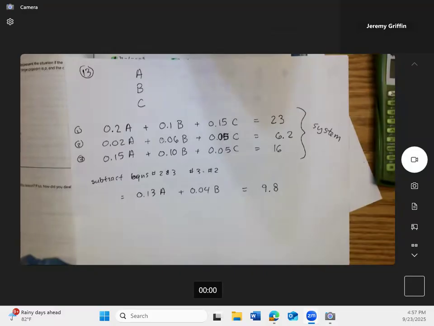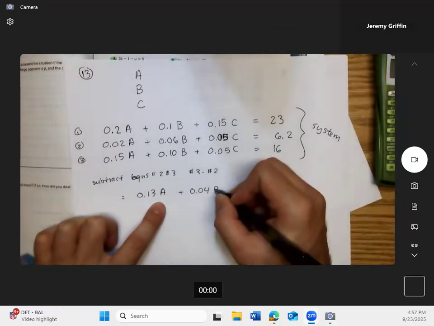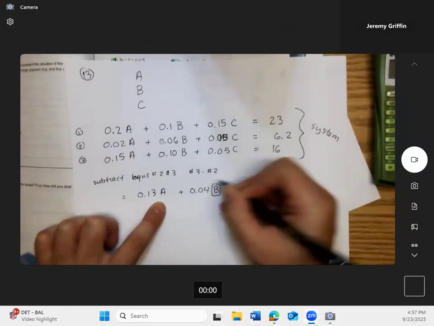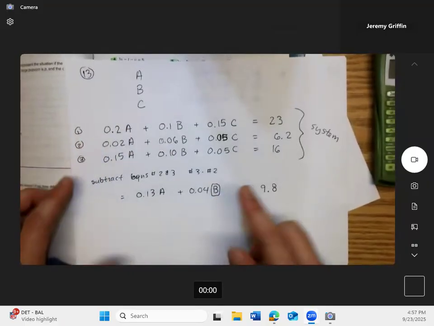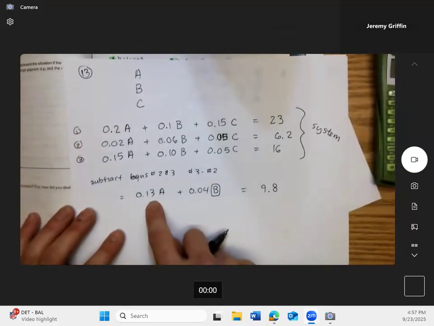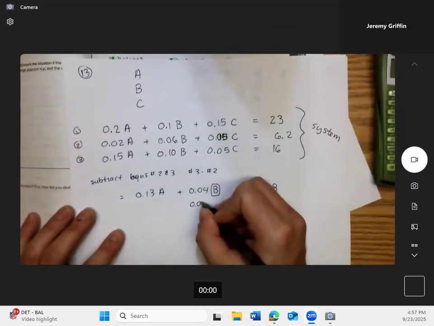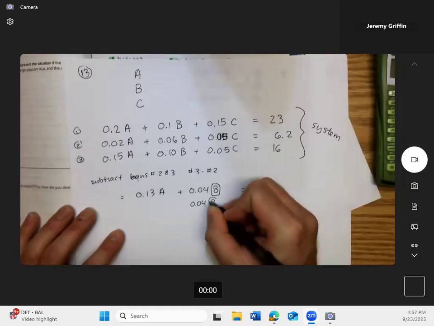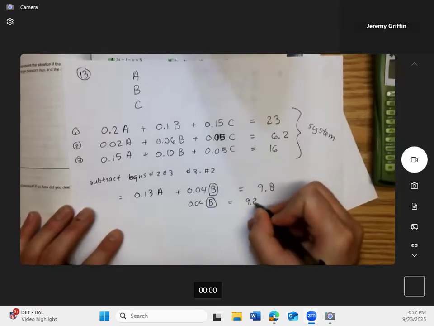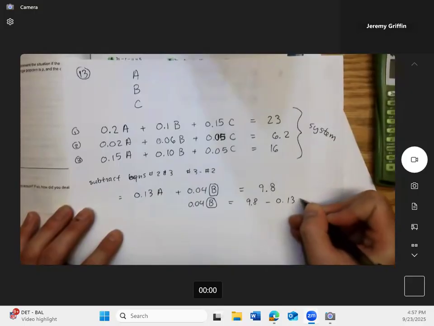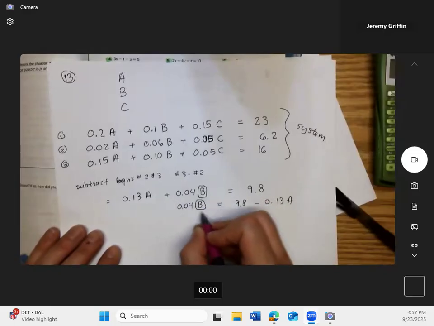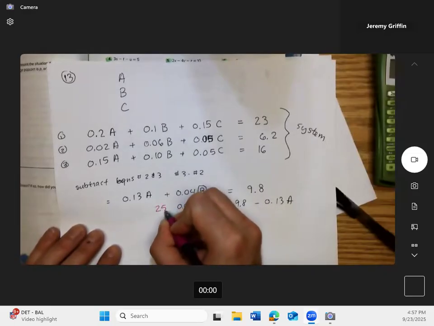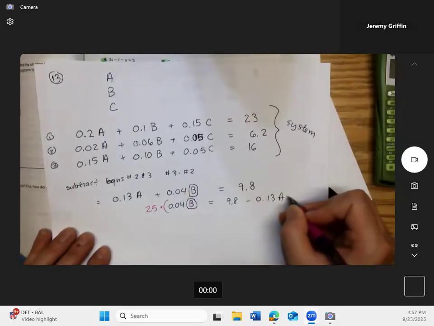How about this? What if I solve for, let's say, B, and I use that to substitute out this B here in terms of A. I think I could do that, right? So subtract over 0.13, so 0.04 B, we're solving for B, equals 9.8 minus 0.13 A. And if I multiply by 25 or divide by 0.04, it's the same thing.